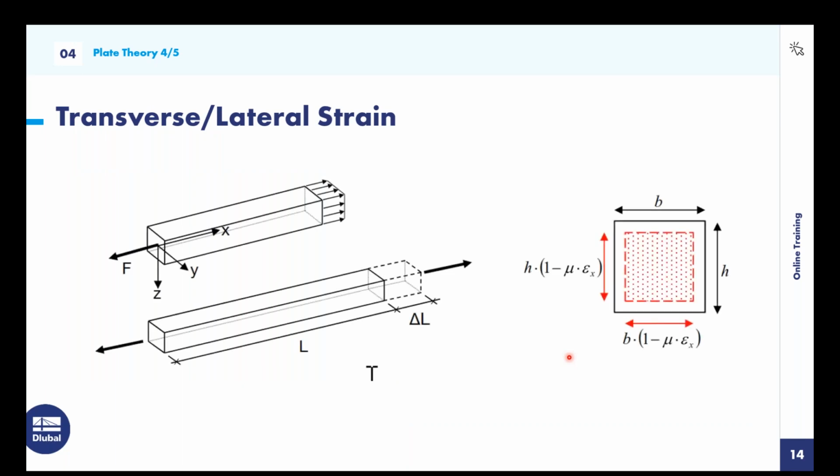Here's a graphic to get a better understanding of transverse/lateral strains. We have a beam here, and when a tension force is applied to it along its length, the cross section will shrink with respect to the height and width. You can see the shrunken cross section in red here, and the factors mu and epsilon x take this into account for both the base and the height.